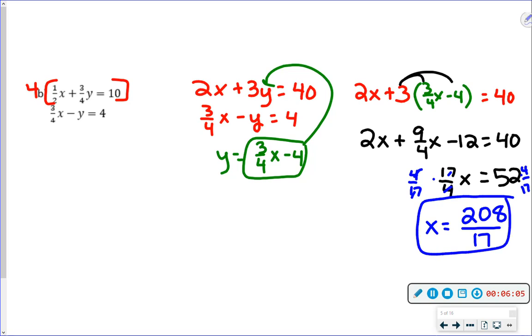Now, I would probably do this on my calculator because we need to get y. So I have to do 3/4 times that crazy answer for x, and then minus 4. And for sake of time, I'd probably just punch that in my calculator. You do get a bad fraction for this one, not as bad. What do you have for y? You got it.